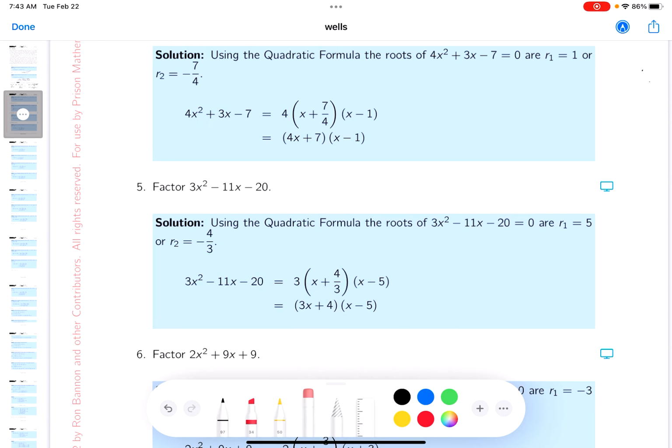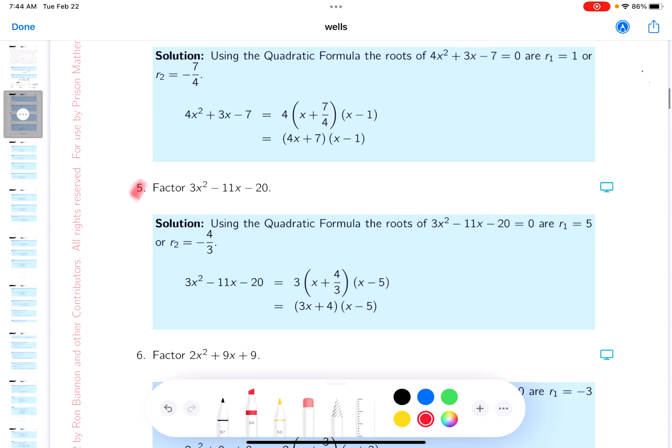Okay, we're on the fifth problem, and I probably should mention, again, we're doing problem number 5.